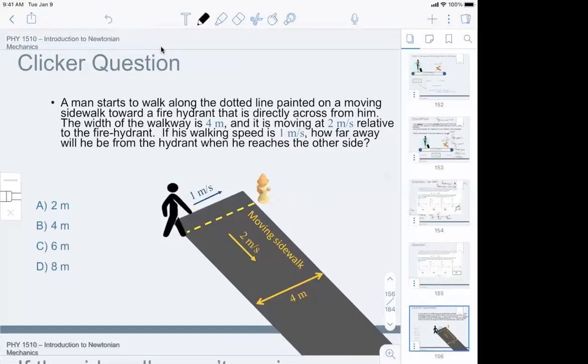So it's asking, how far away will he be? Once he gets to the other side, he probably will be here, right? How far would he be away from the fire hydrant? So take a screenshot of this before you discuss the question in the breakout rooms.